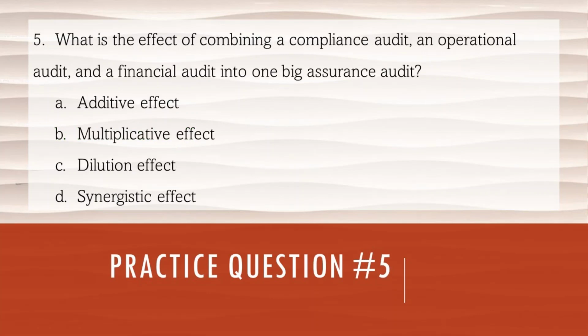Number 5, what is the effect of combining a compliance audit, an operational audit, and a financial audit into one big assurance audit? This is a great question to answer. So what is the effect of combining all of these audits into one big assurance audit? A, additive effect, B, multiplicative effect, C, dilution effect, or D, synergistic effect.